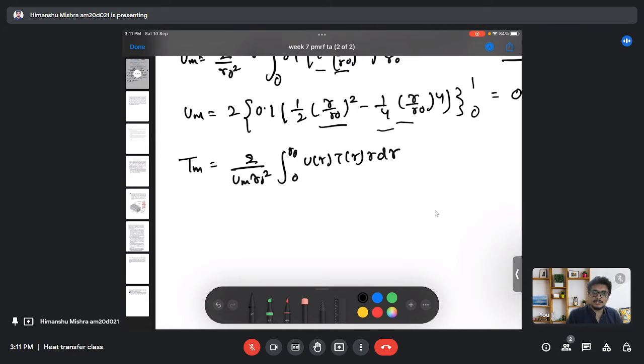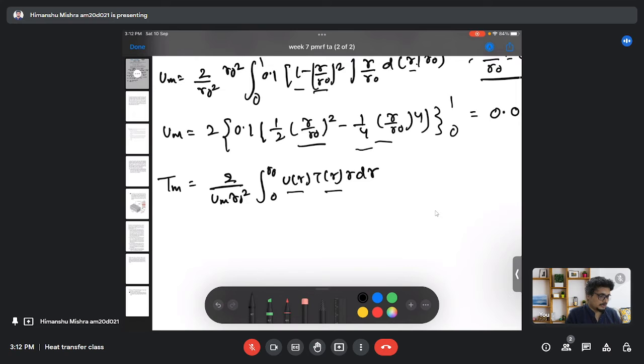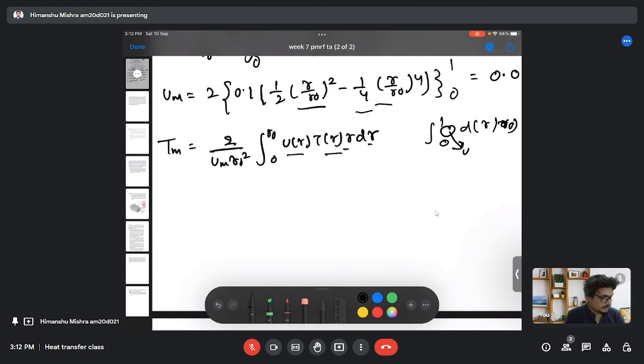We know how to find the mean bulk temperature. Here we need to substitute the expressions of velocity and temperature and then integrate. We will be doing the same thing. We will non-dimensionalize this length scale, which is r in our problem, with R0. We integrate with respect to r by R0, and this will be the product of velocity and temperature, which is a function of r by R0, not just r.